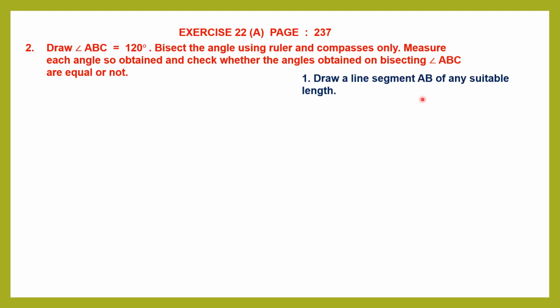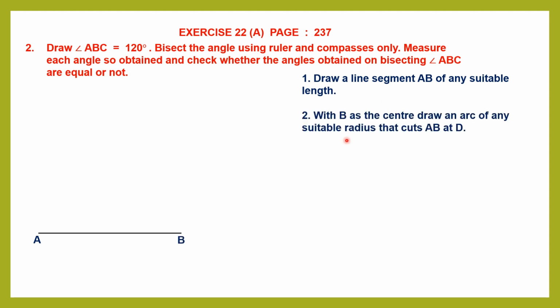So first step, draw a line segment AB of any suitable length. So let's do that. Draw a line segment AB, then with B as the center. Now this time they're saying angle ABC, that means B is the center. So with B as the center, draw an arc of any suitable radius that will cut AB at D. So we have an arc and this point is D, the point where this arc has cut. Any suitable radius, any measurement you can take.